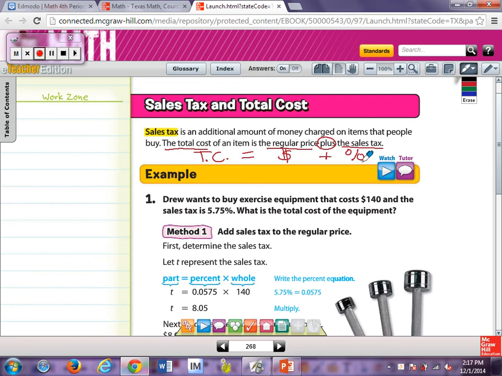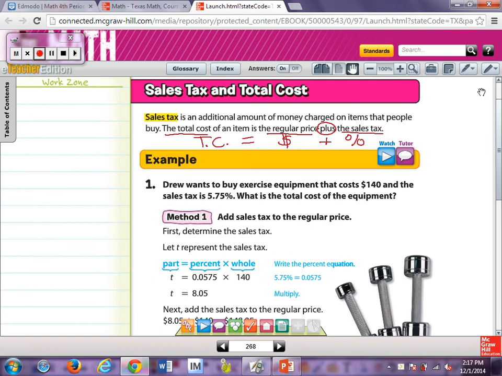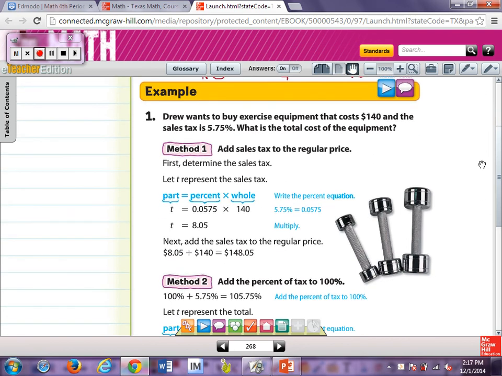Now, sales tax is different from state to state, and even in some cases from city to city, depending on where you are in the country. In Texas, sales tax is 8.25%. But in these examples, we're going to be using some different sales tax amounts to help us understand better how it works. So let's go ahead and look at example 1.